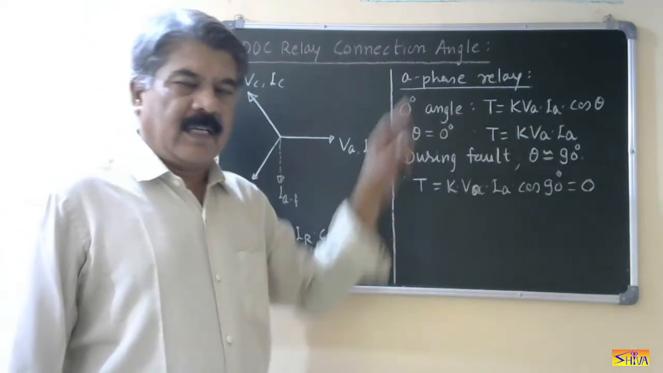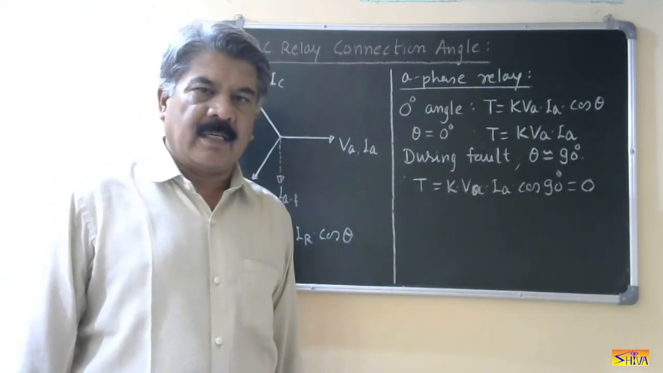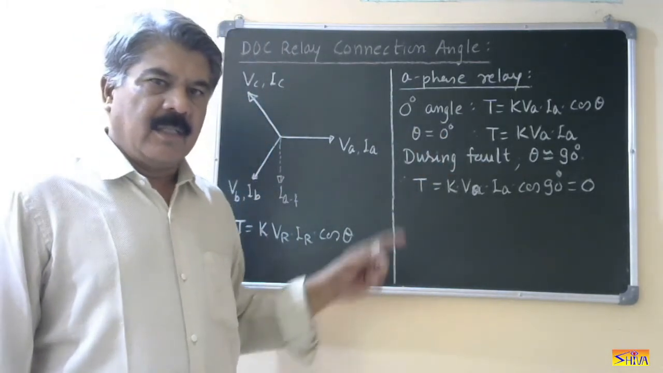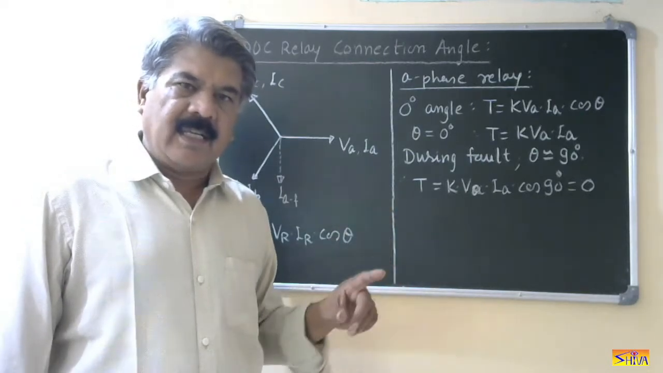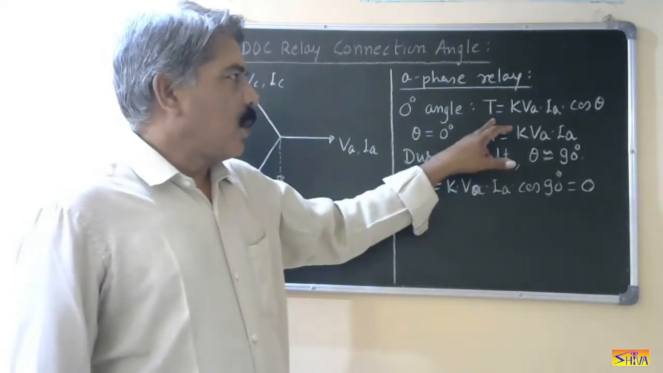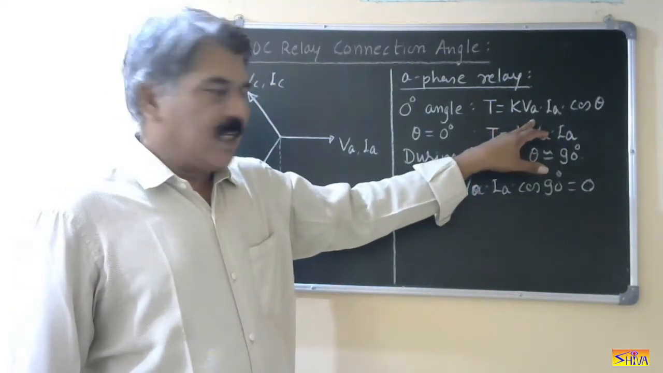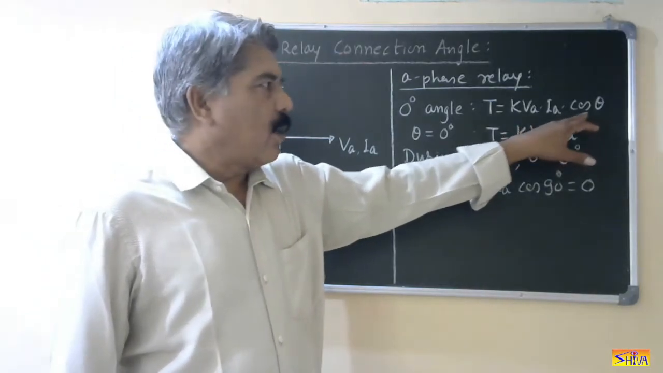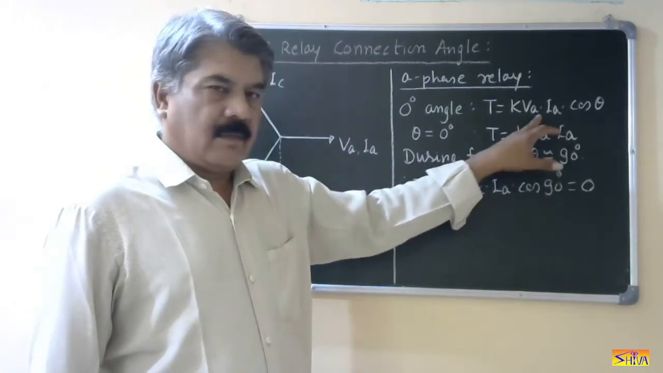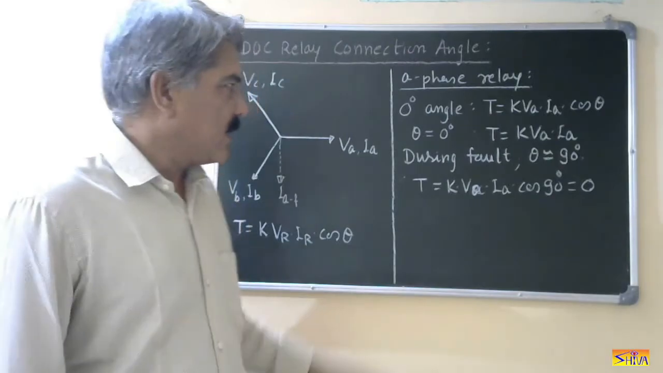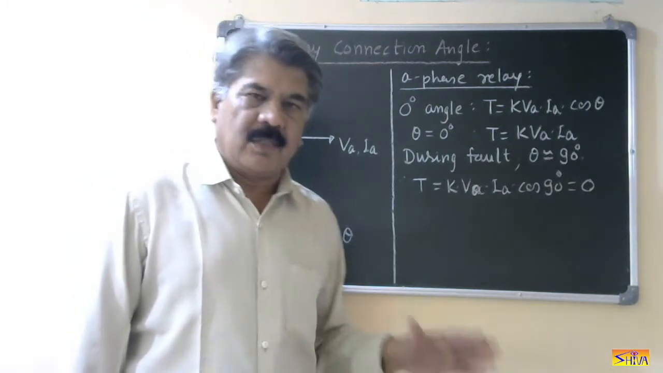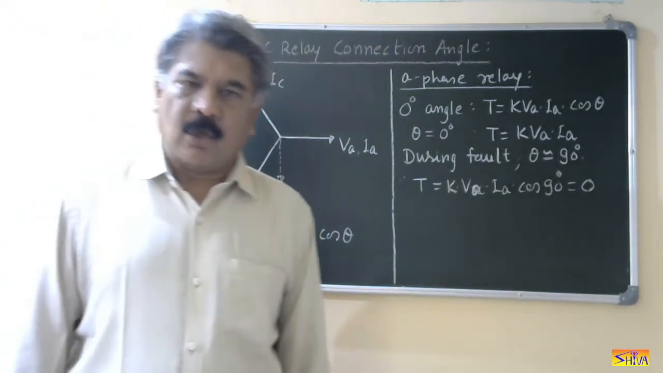Now suppose we are connecting the relay in 0-degree angle. 0-degree angle means under balanced load unity power factor condition, the relay current is leading the relay voltage by 0 degrees, means they should be in phase. So torque equation is K, phase A voltage, phase A current, and cos of angle between these two quantities. So if theta is 0 degrees, torque is K VA IA. So this is the torque equation under normal condition.